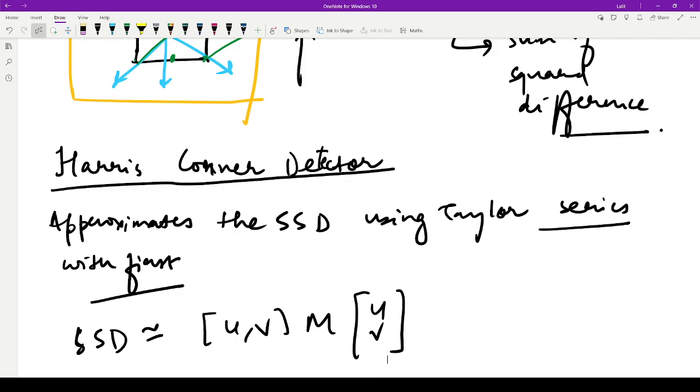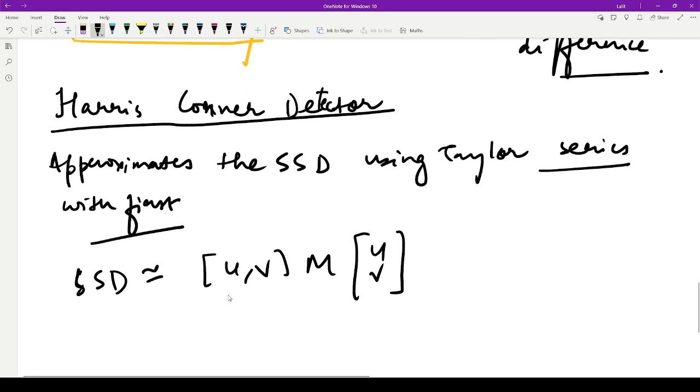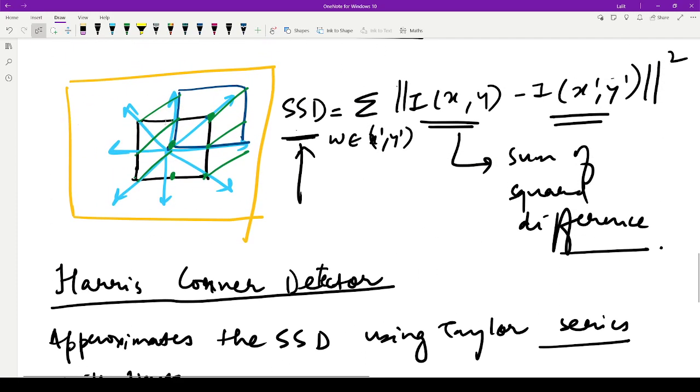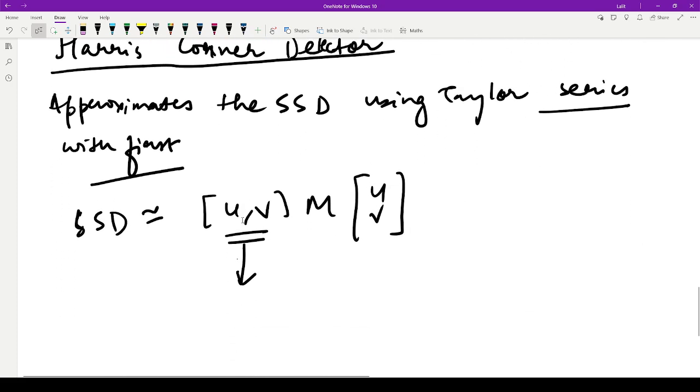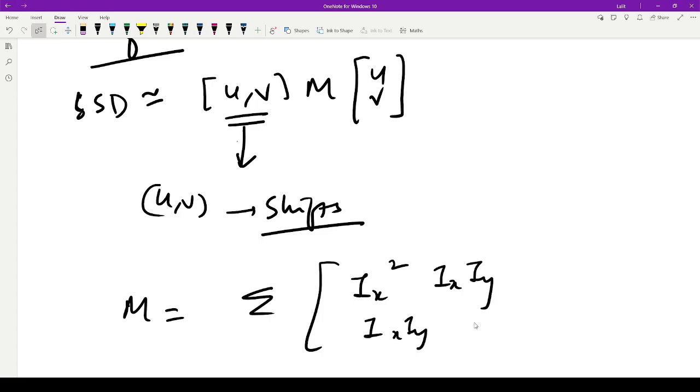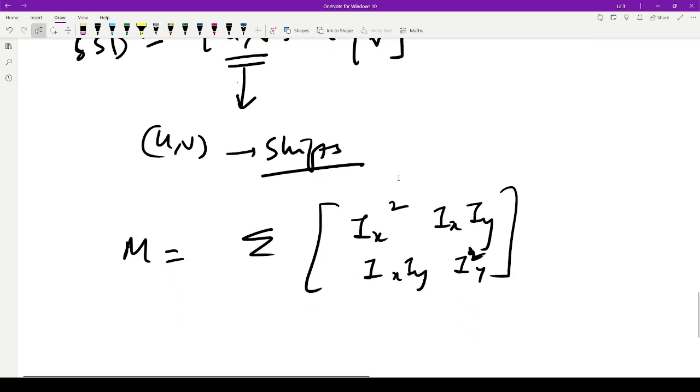where U and V are the shifts of the original patch to that of the new patch. It is not the pixel location, but these are the shifts. And this matrix M is simply the summation of some multiplications of these gradients. Do you agree? Summation over the window.